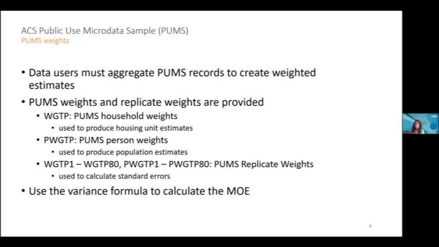This information is going to be a little bit heavy, but I want to mention it before we continue. So PUMS data provide individual records that data users must aggregate to form estimates. Unlike in data.census.gov, there are no pre-tabulated data. Weights are included on the PUMS files so that data users may create weighted population estimates. If you are working with housing records, you will use the housing weights, and if you're working with person records, you're going to use person weights.